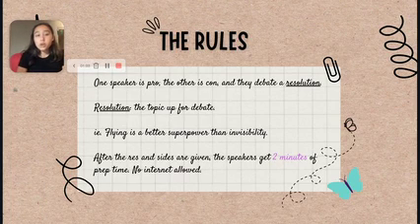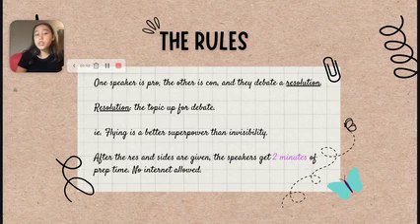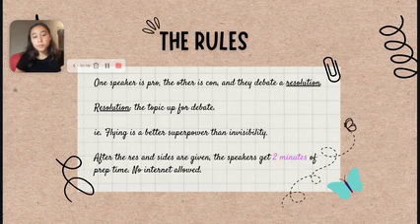Now, here are the rules. One speaker is assigned pro, the other con, and then they debate a resolution. And a resolution is just a fancy word for the topic that is up for debate. Here's an example resolution: flying is a better superpower than invisibility. This is a pretty typical SPAR resolution.